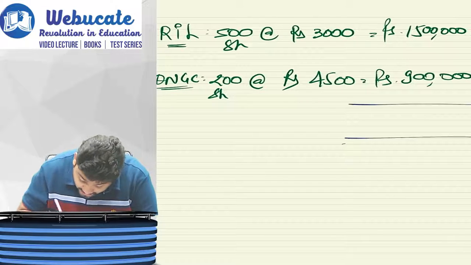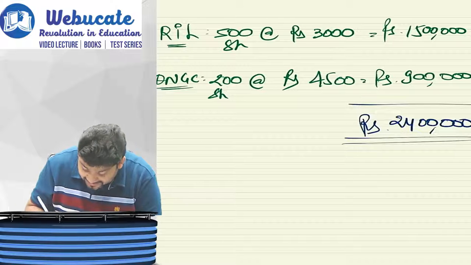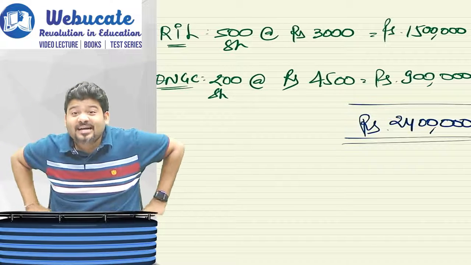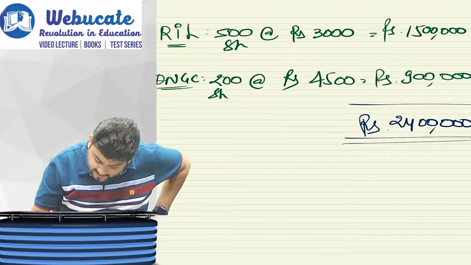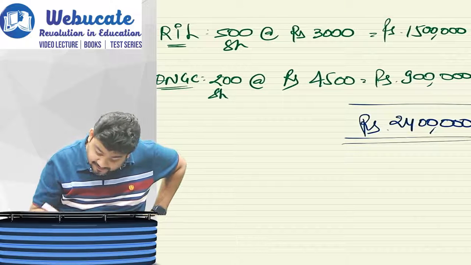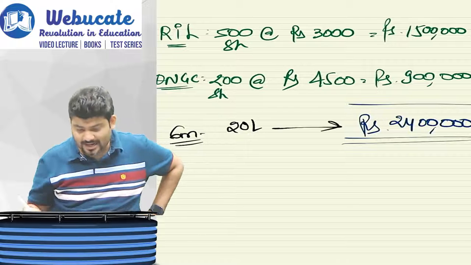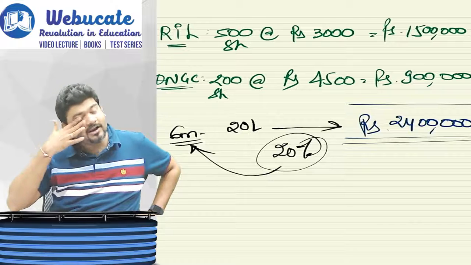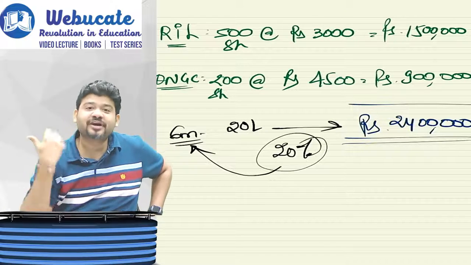But all in all, now the value of your investment is rupees 24 lakhs. Are you happy or not? In a span of six months, while you were studying for your exams, I have converted your 20 lakh to 24 lakh, giving you a return of 20% in just 6 months, an annual return of 40%. Are you happy or not yet? Tell me. Yes, you are very happy.